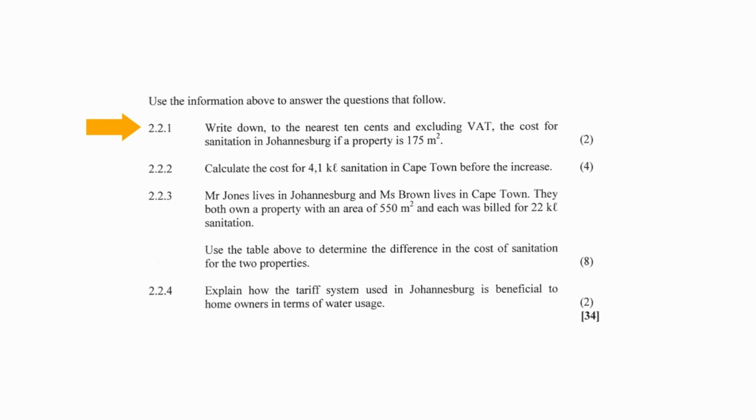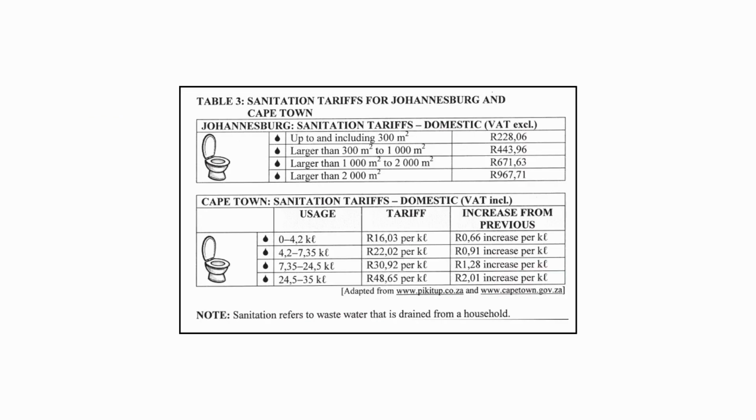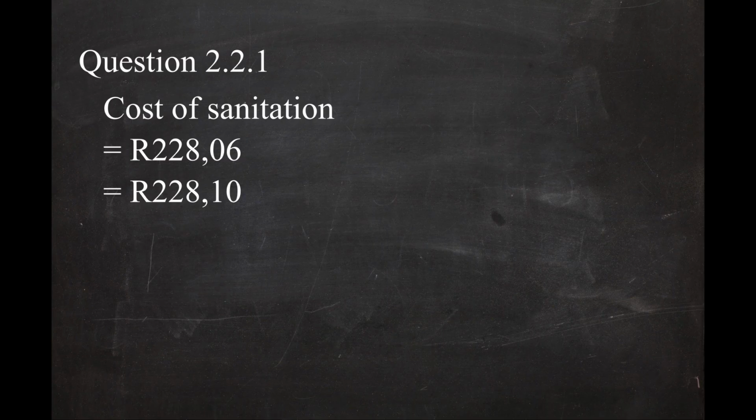In question 2.2.1, you have to write down, to the nearest 10 cents and excluding VAT, the cost of sanitation in Johannesburg if the property is 175 square meters. According to Table 3, in Johannesburg, if a property is less than 300 square meters, the cost for sanitation is equal to 228 Rand 6 cents excluding VAT. Rounding this value to the nearest 10 cents will give you a cost of 228 Rand 10 cents.